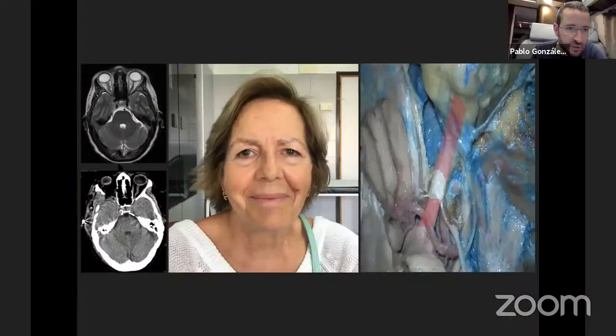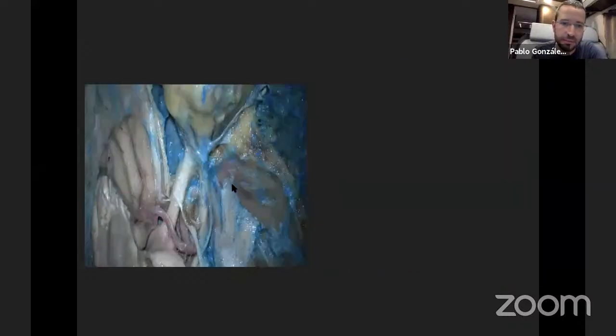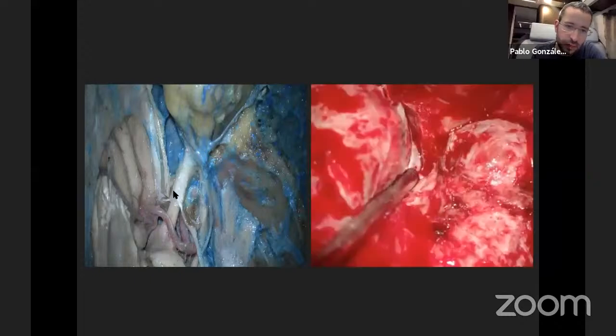So that's the post-op. You can see the pre-op and the post-op here. We cut it just anterior to the intracanalicular segment, and then we cut the intracranial segment. So this is what we did. We cut it here, here, and then the intraorbital segment.